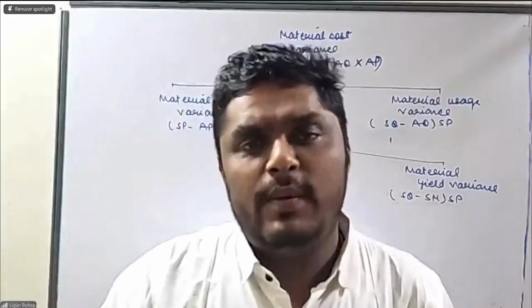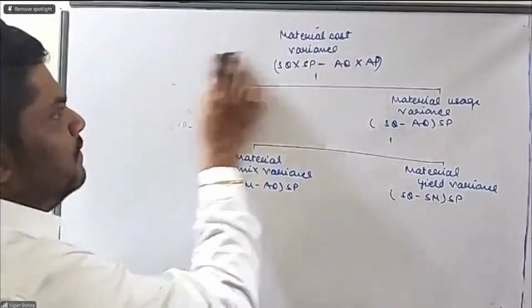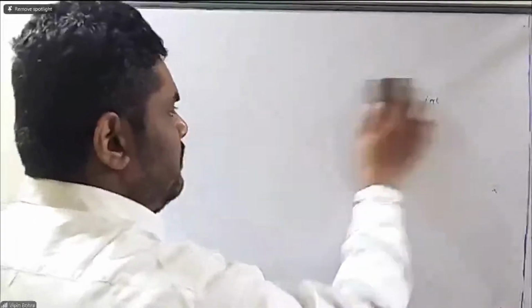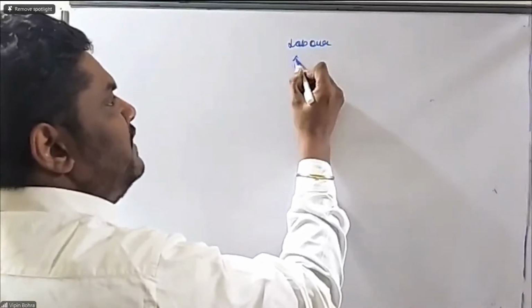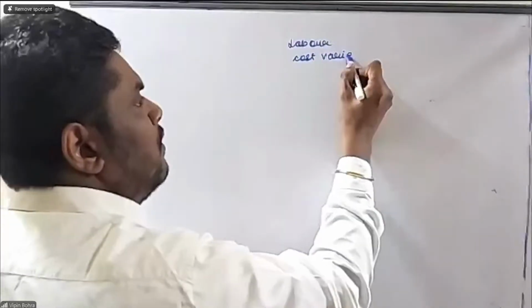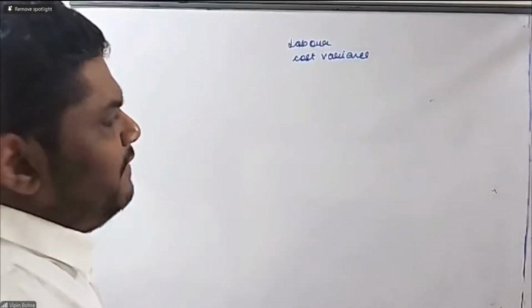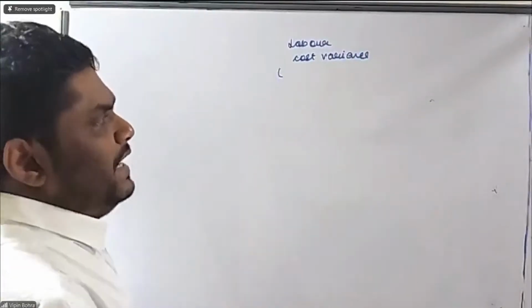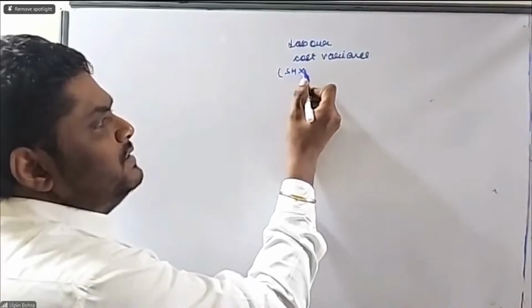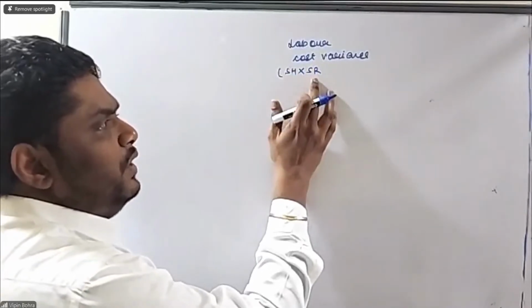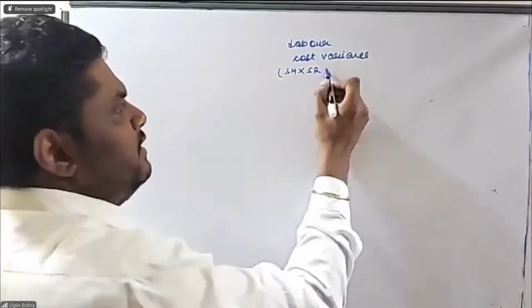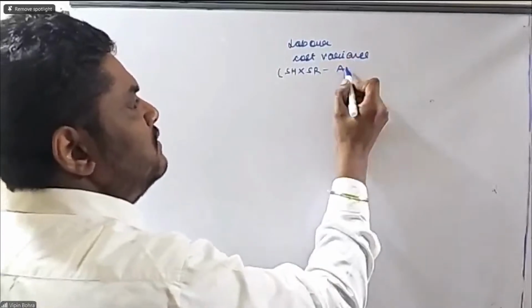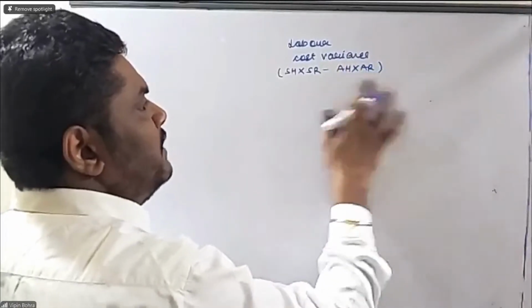So this is all we discussed about material variance. Thereafter, we started with labor variances, wherein we first discussed labor cost variance. The concept of material and labor variance is more or less the same. Instead of quantity, we use standard hours, and instead of price, we use rate. Earlier we were using standard quantity into standard price. Here it will be standard hours into standard rate minus actual hours into actual rate.